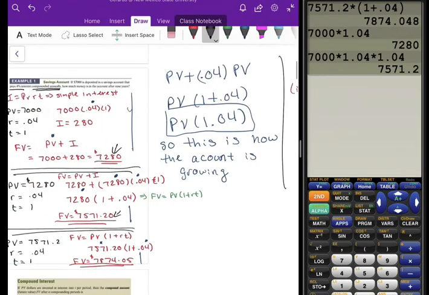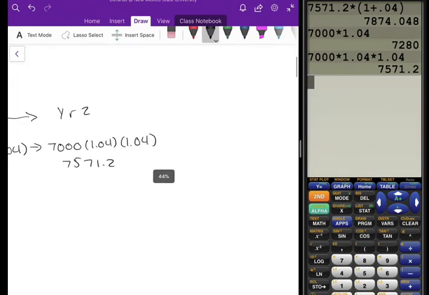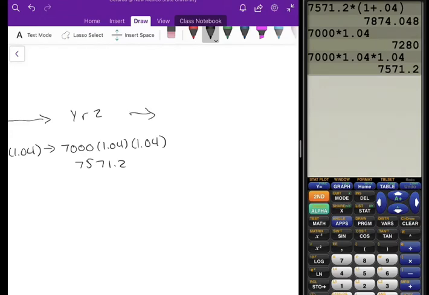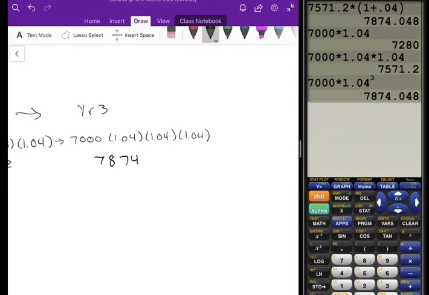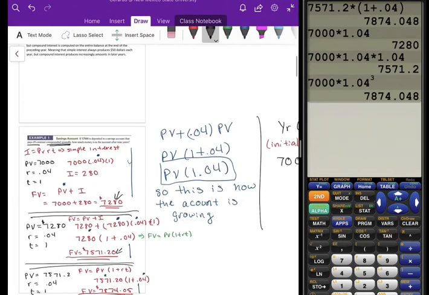So let's do year 3, which we already have. Then year 3 we have 7,000 times 1.04 times 1.04 times 1.04. So that's 7,000 times 1.04 to the third power, because we have that 3 times. So that's going to give me 7874.05, which is what we had right there.